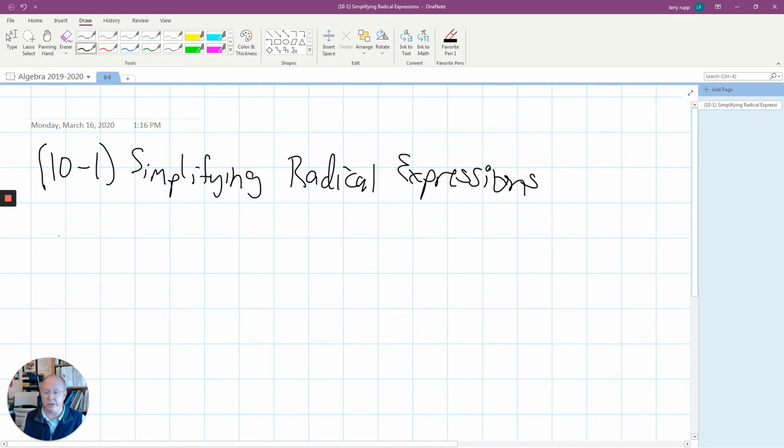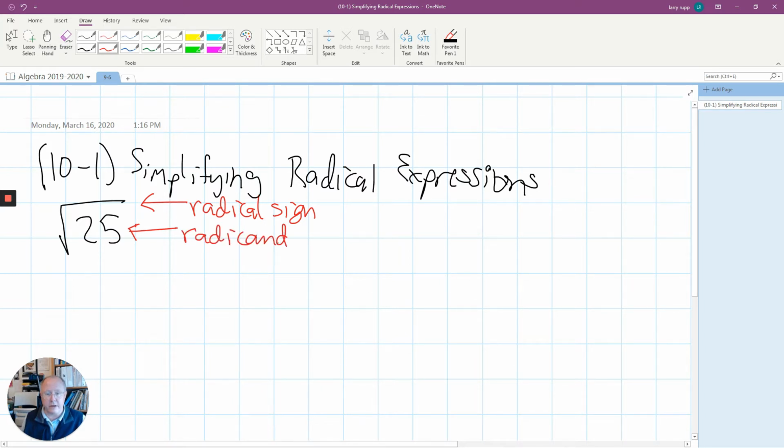So, simplifying radical expressions. A radical expression looks like this. Okay? So, there are two parts to it. This is one part. This is called the radical sign. All right? And this guy is the second part, and this one is called a radicand. Okay? I know some of you have asked questions at times about what's a radicand or what's a radical sign. A radical sign is a square root sign.